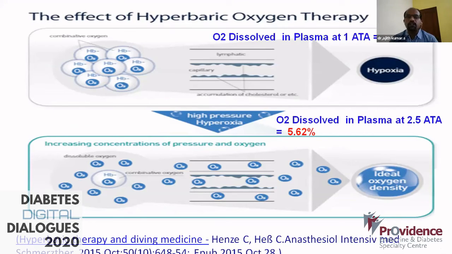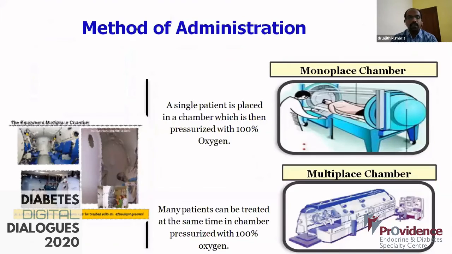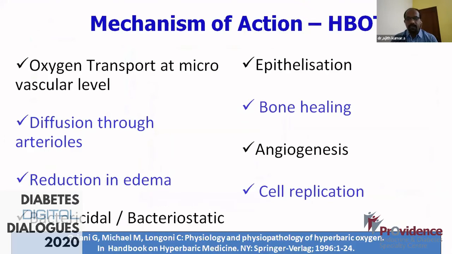The oxygen dissolved in the plasma, when you go up to 2.5 atmospheres, will increase to 5.62% from the resting 0.32%, and this is more than enough for an ideal delivery to the local tissue, and it will overcome the hypoxia. All the tissues will get supersaturated with oxygen, and it will stimulate the cellular function. And you can give it by monoplace or a multiplace chamber. Multiple persons can be kept at a time.